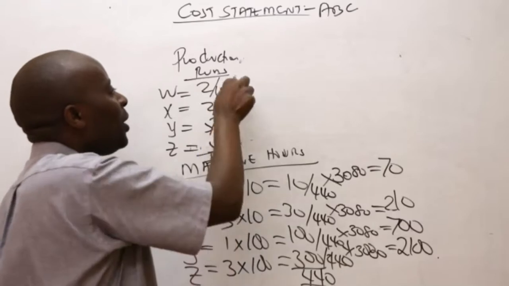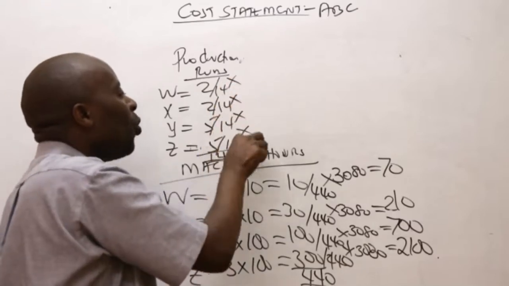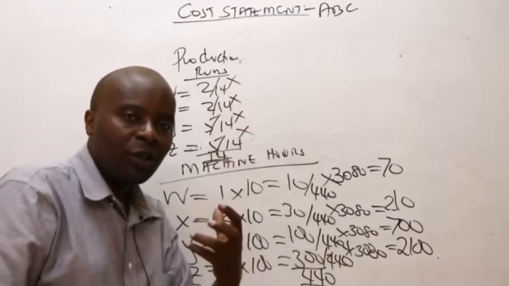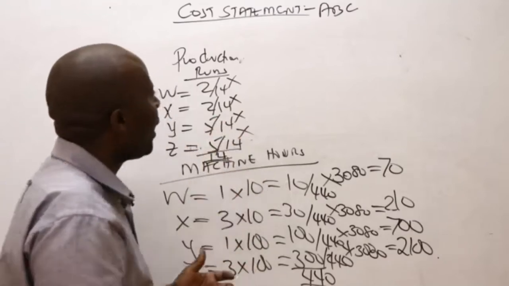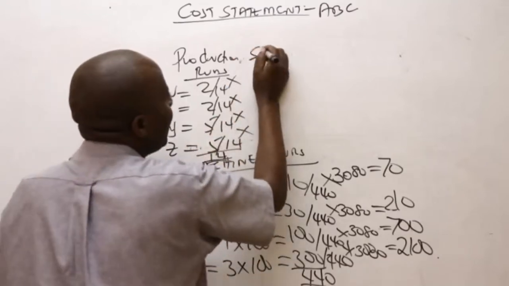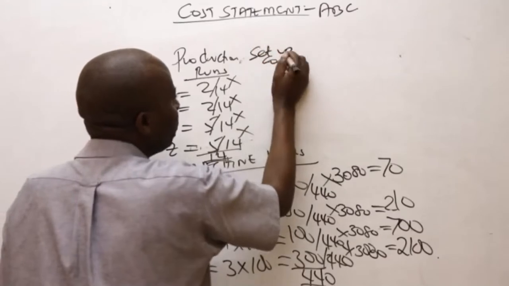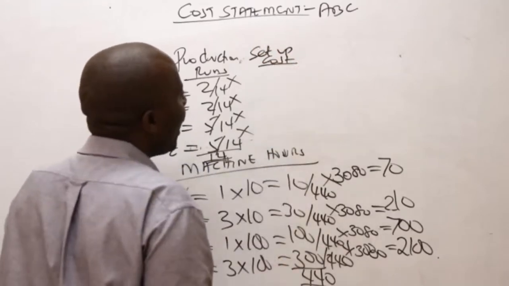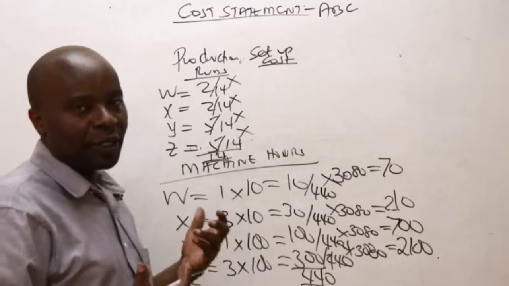So please give me the figure that you would want to apportion. What figure do we want to apportion here? The first one is the setup cost. Are you able to see the setup cost, the total figure of setup cost?